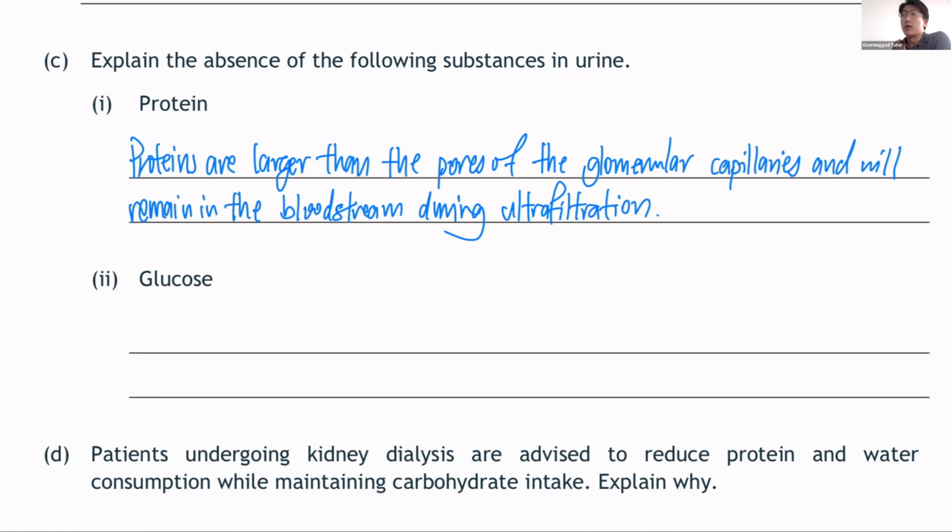Proteins are larger than the pores of the glomerular capillaries and will remain in the bloodstream during ultrafiltration. Okay. So is that in mind? Proteins are larger. So glucose, Sarah, is glucose large or small? It is a small molecule. So based on this explanation, glucose is smaller than the pores and will be removed during ultrafiltration. But eventually it's not in urine.